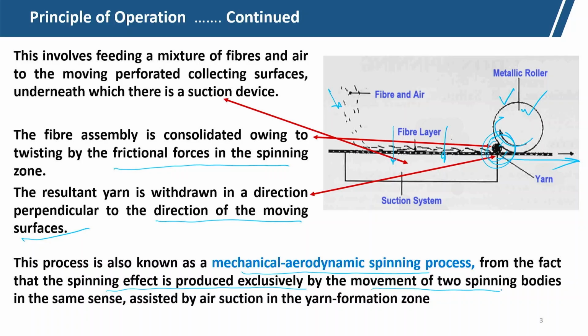movement of two spinning bodies in the same sense, and this friction, in this case, is mainly by the metallic roller, but in the latest development, both the surfaces apply friction. So, here also the friction is applied. Basic fact is that at the nip point, their direction of motion should be reversed.